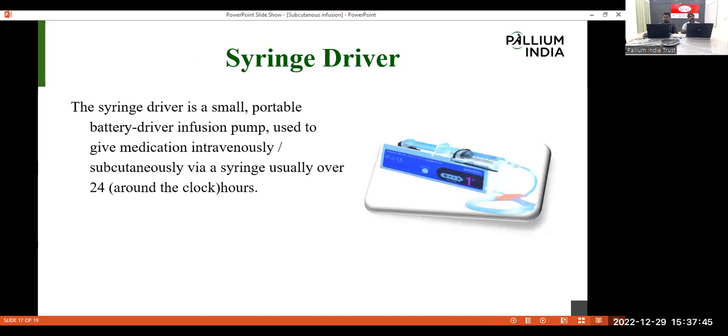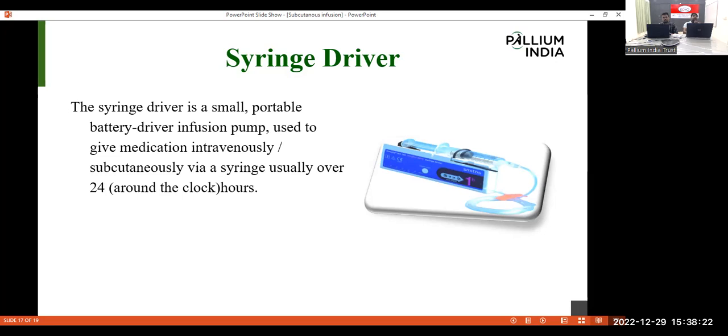So I have just introduced the syringe driver for continuous subcutaneous or continuous intravenous infusion. In our setting, we practice this syringe driver as an infusion form, like a drip form also. We give it for rehydration. We can give normal saline as an infusion subcutaneously. Any injection form of medication that needs to be given subcutaneously, continuously for that many hours, we will use the syringe driver.